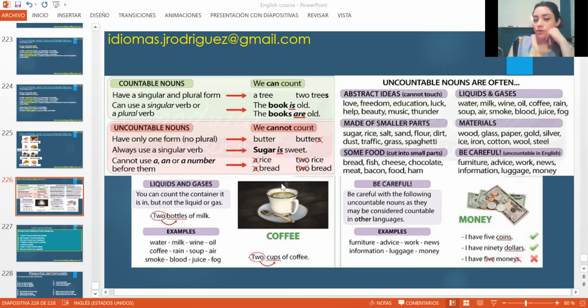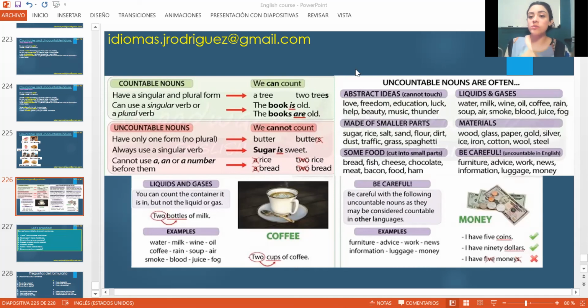A rice? No. A bread? No. In Spanish, for example, we can say un pan, ¿no? En español podemos decir un pan. But in English, it is not possible to say a bread. Si queremos referirnos a un pan, tenemos que decir una pieza de pan, a piece of bread, or a slice of bread, una rebanada de pan. Not a rice, not a bread, not numbers with the uncountable nouns.